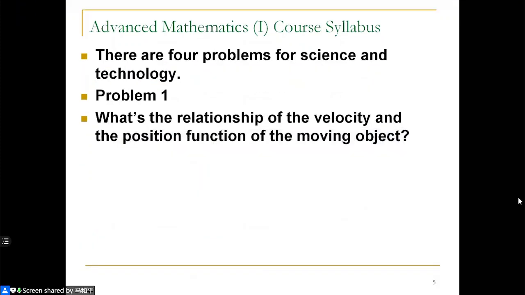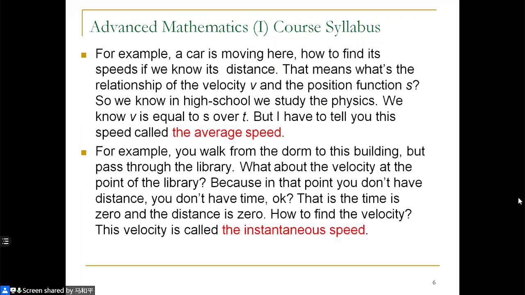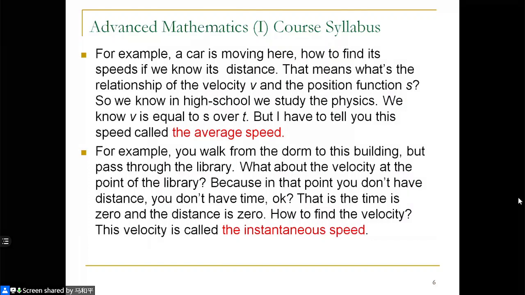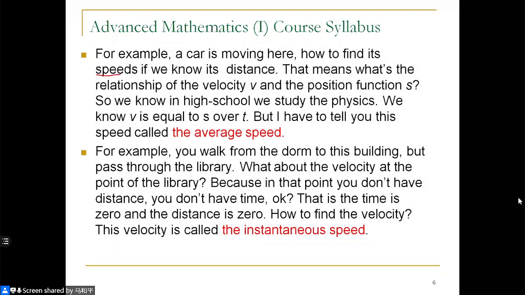And we will have four problems for science and technology. Problem one is, what's the relationship between the velocity and the position function of moving objects? We will learn the relationship of the velocity and the position function of the moving object. For example, a car is moving here, and we want to find its speed if we know its distance. We write velocity as v, and the position function we write as s.